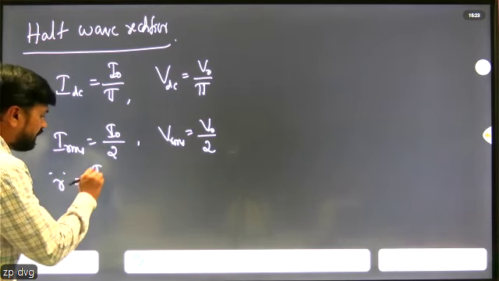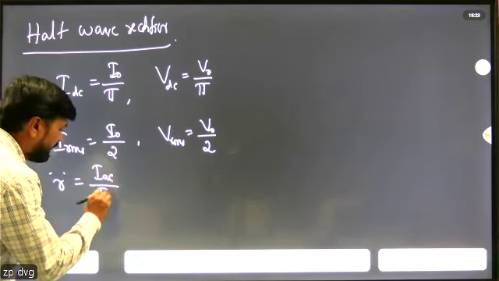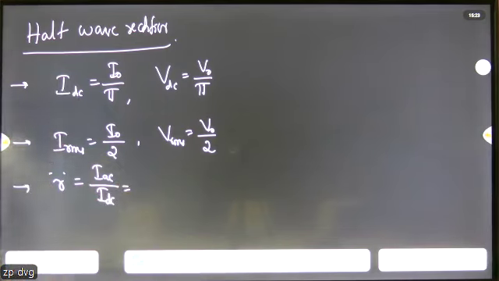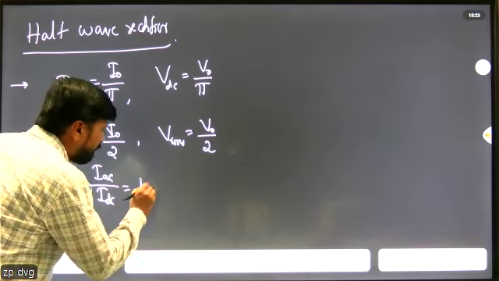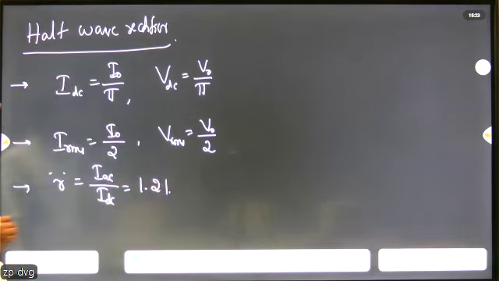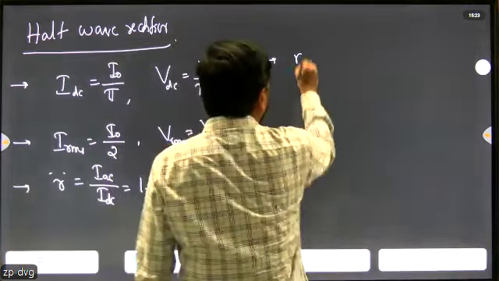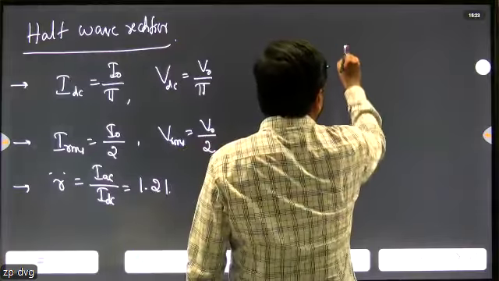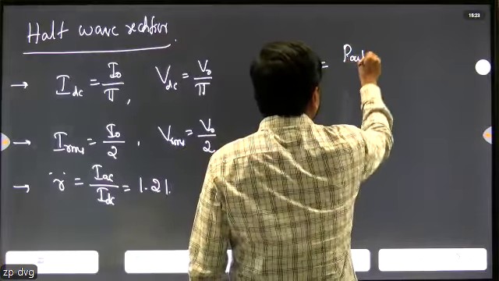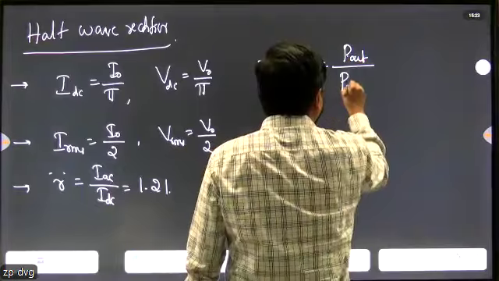And third formula, ripple factor. R is equal to IAC by IDC, the value is 1.21. Ripple factor in case of half-wave rectifier is what? 1.21. And efficiency of half-wave rectifier, eta is equal to P output power by P input.